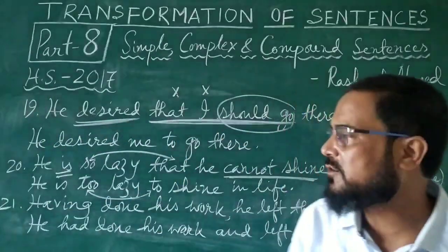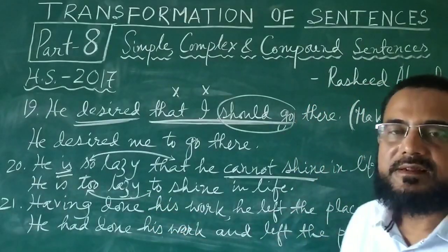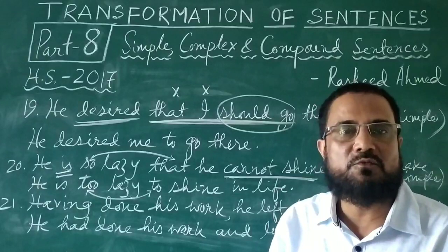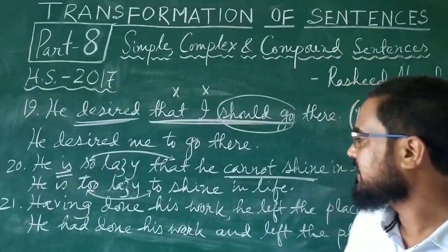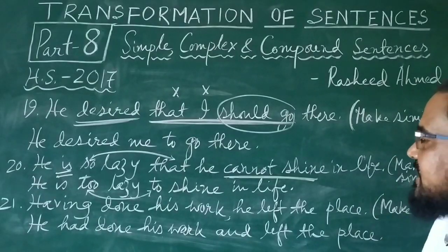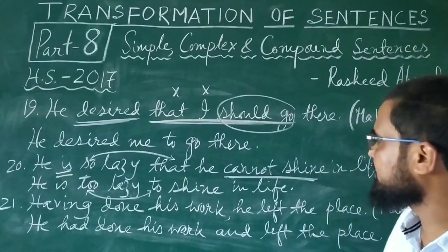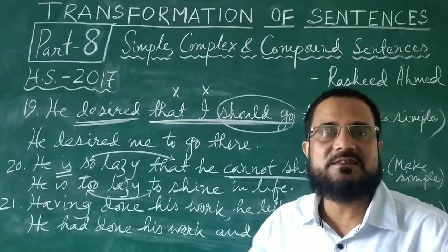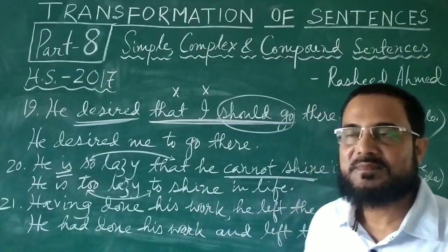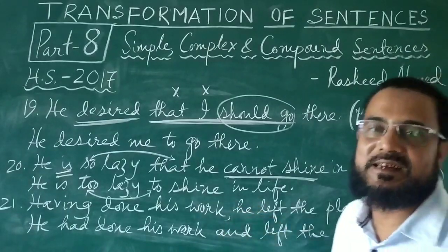In the reverse view, if we talk, then if this sentence is given, "He is too lazy to shine in life," then there will be three instructions. One of the three instructions will be there. One instruction is change it into negative, or make it complex, or rewrite the sentence using "so that". In all the three cases, the answer will be, he is so lazy that he cannot shine in life.